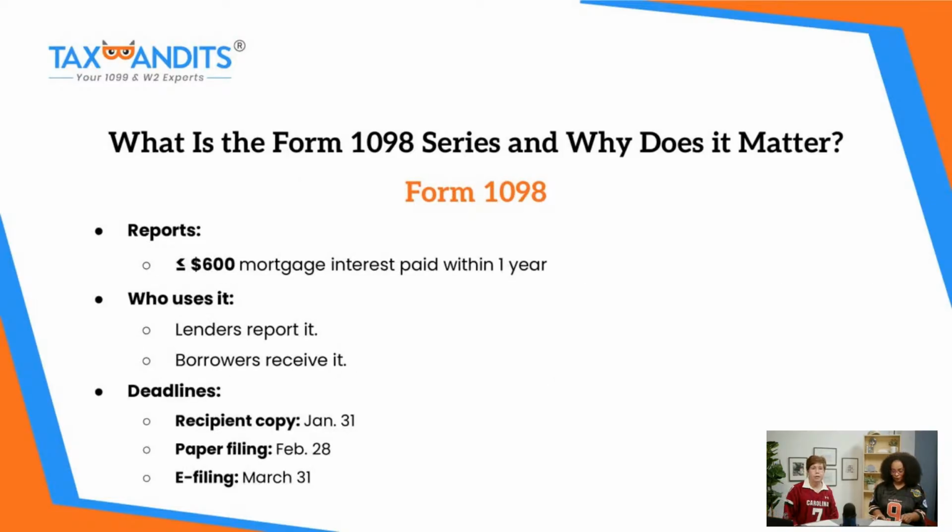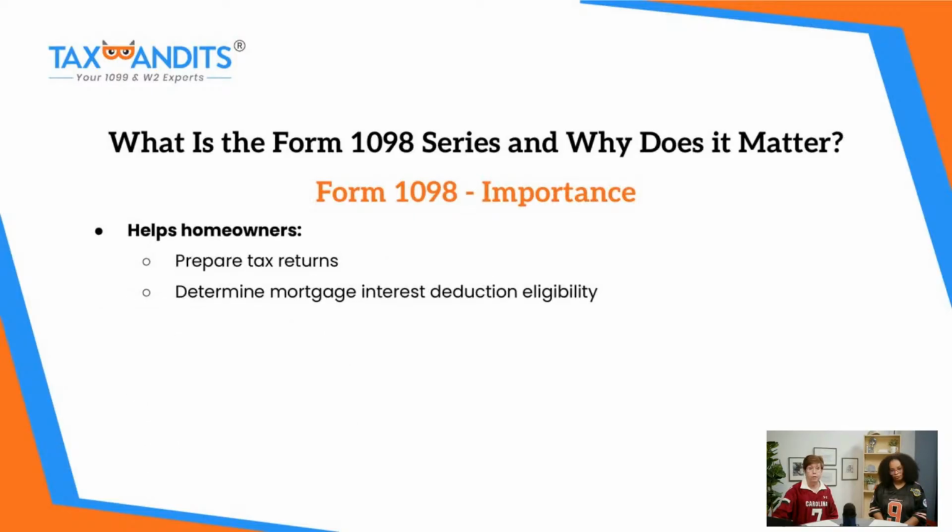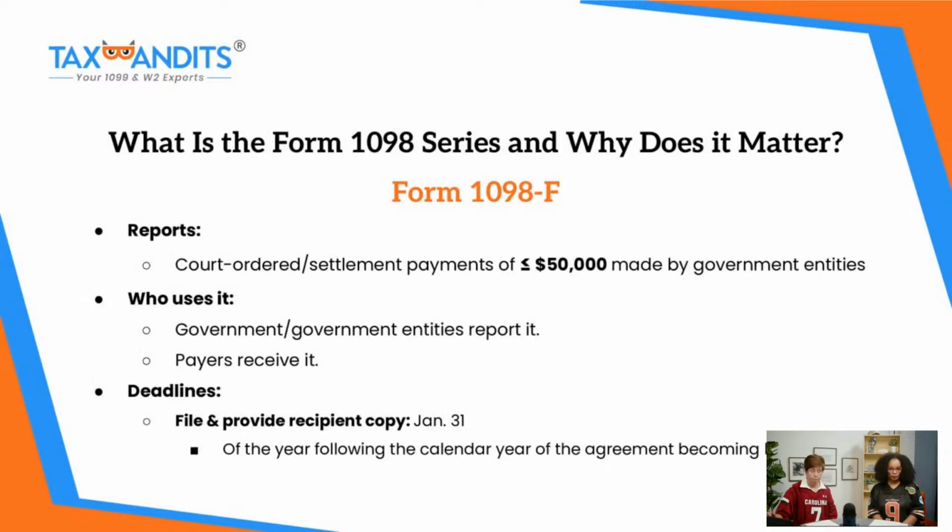Okay, so the Form 1098, it reports mortgage interest, which is $600 or more paid within 1 year. Lenders report it, borrowers receive it. The recipient copy deadline is January 31st. If you paper file the form, you have until February 28th. The e-filing deadline is March 31st. It's important because it helps homeowners prepare their tax returns. It helps you determine mortgage interest deduction eligibility.